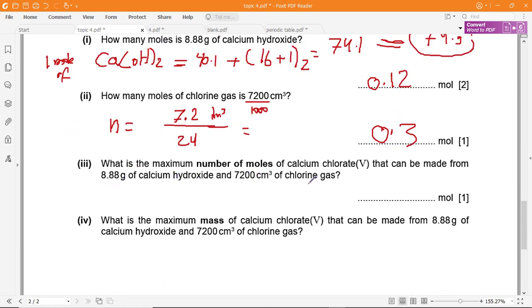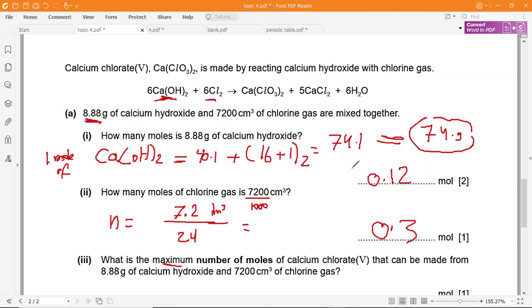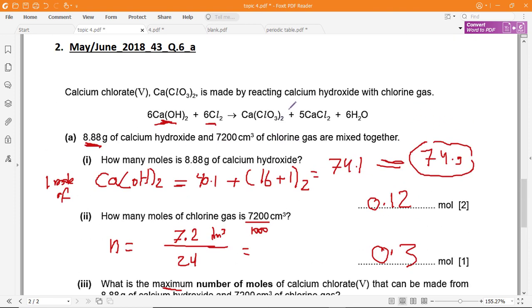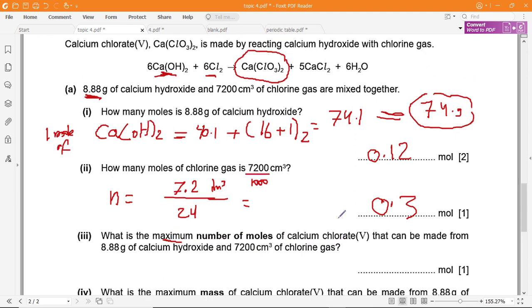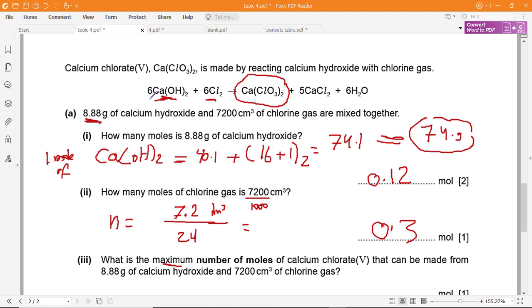Okay, so now this is part 3. What is the maximum number of moles of calcium chlorate that can be made from 8.88 grams of calcium hydroxide and 7200 centimeter cube of chlorine gas? Take care here, guys, calcium chlorate is the product here. Guys, the words are maximum number of moles of calcium chlorate. So first of all, we should check the stoichiometry of the equation itself.